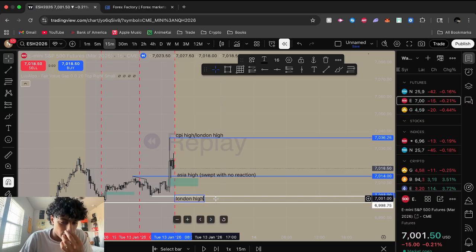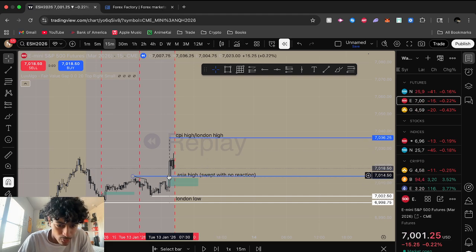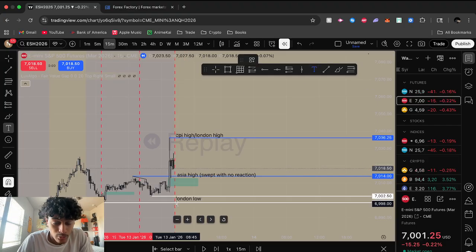But the problem that I have with trading after CPI is your drops in liquidity are messed up. As you can see, if we didn't have the CPI, we would have probably been trading in this range right here. The Asia high would have never gotten taken out. Our London high would be maybe a little bit here, a little bit here. You have good SMTs, and I do think that we would be towards the downside.